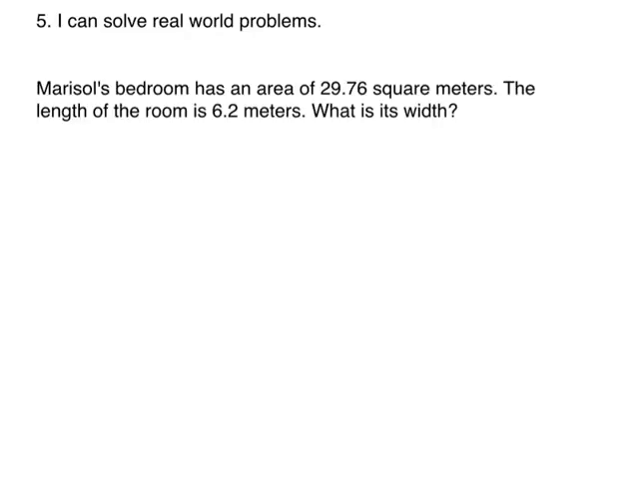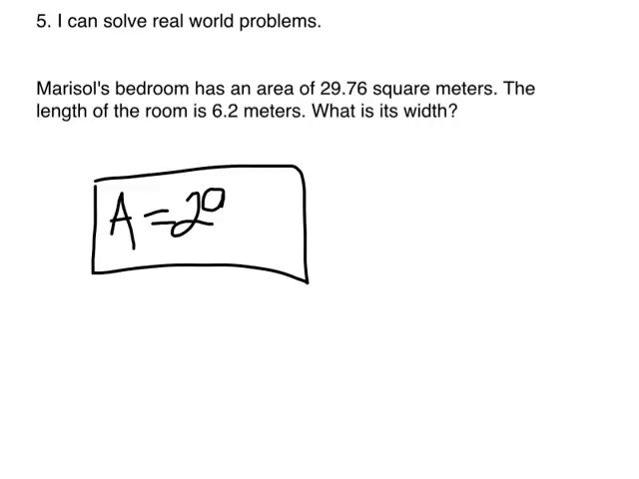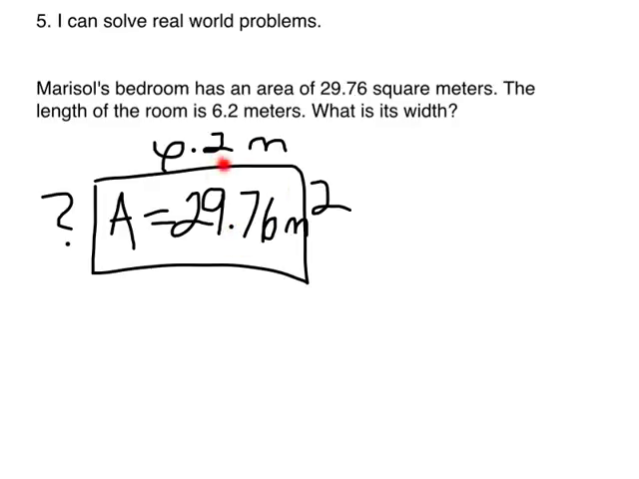Alright, so we have a classic area problem here. We're given the area, 29 and 76 hundredths meters squared, and also given the length, which is 6.2 or 6 2/10 meters, just meters, that's just the length, not squared. And then we're looking for the width. To find this, we want to divide the area by the length, because usually to find area you do the width times the length, or the length times the width, and that would give you A, or area.